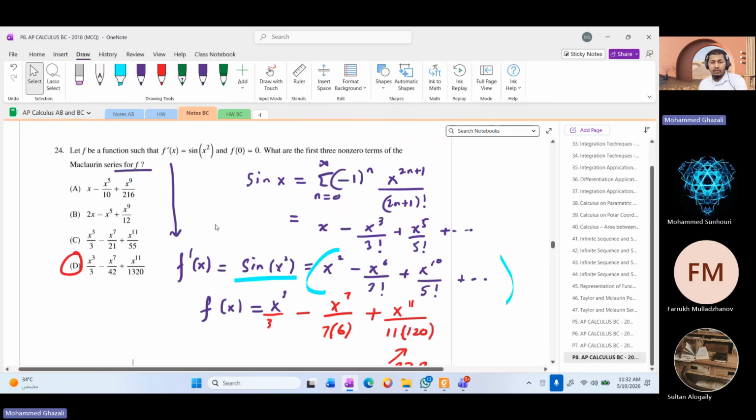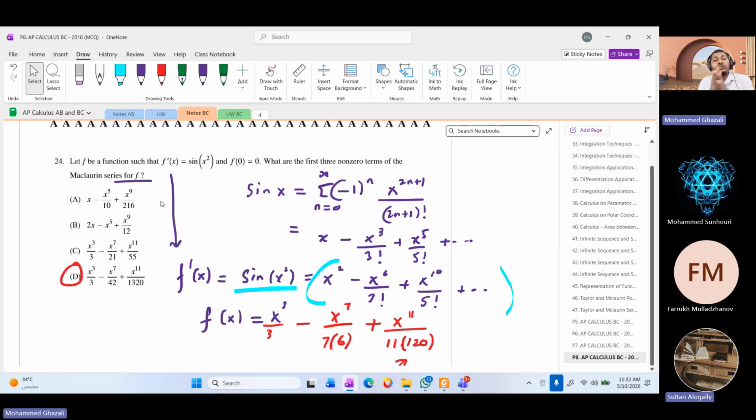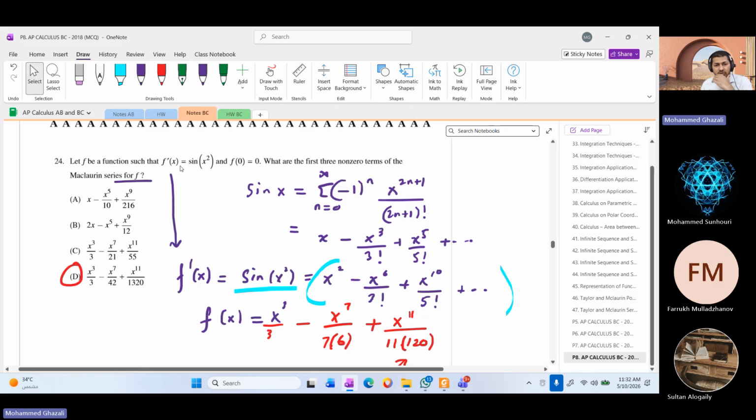That's the reason why we use Taylor and Maclaurin series, because there are functions that you can't integrate. Are we good? What do you think is the purpose of Taylor and Maclaurin series? To integrate, because there are functions that you can't integrate. Yeah, we use it for integrals and solving problems and for approximation, because it's not possible to integrate sine x squared.